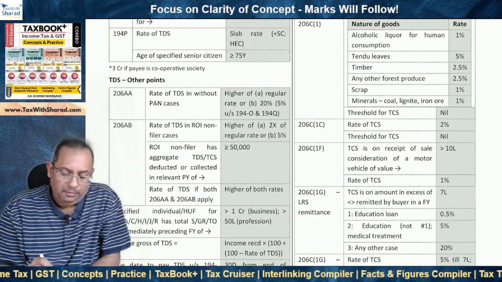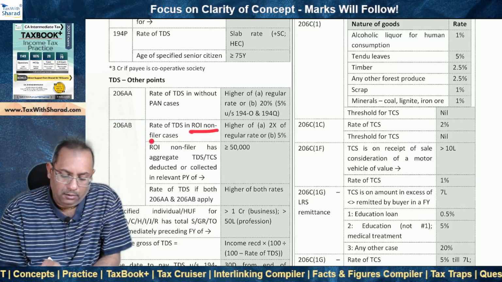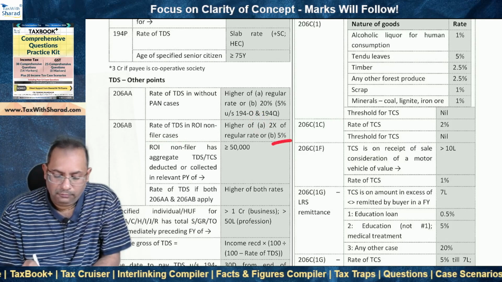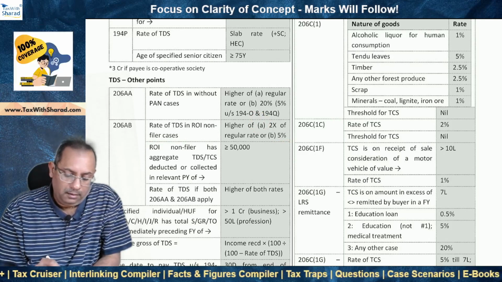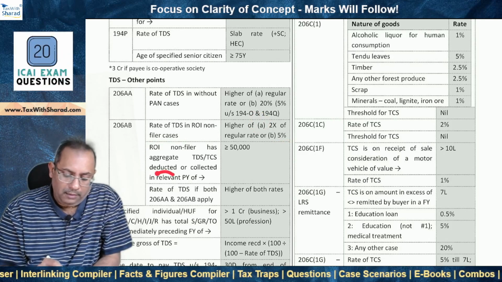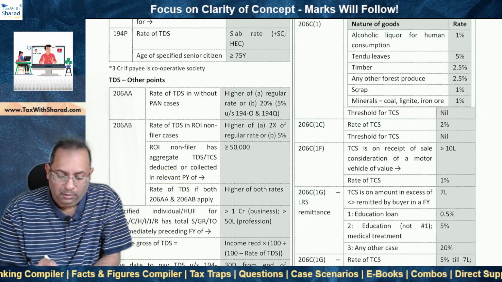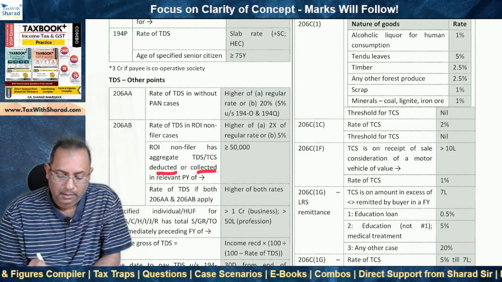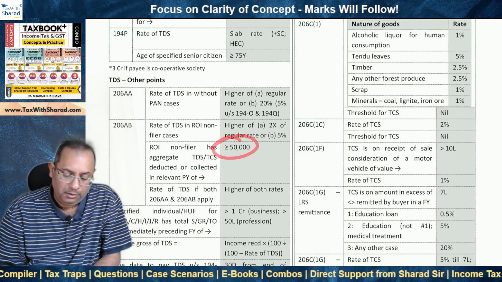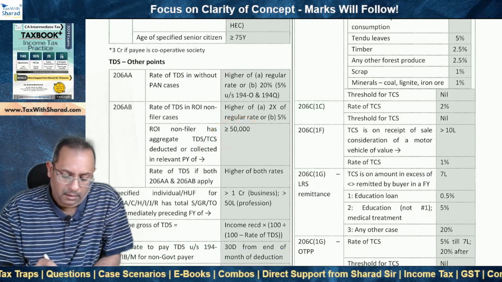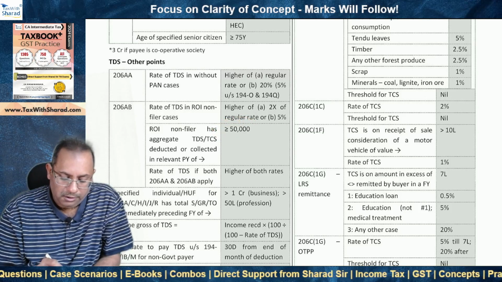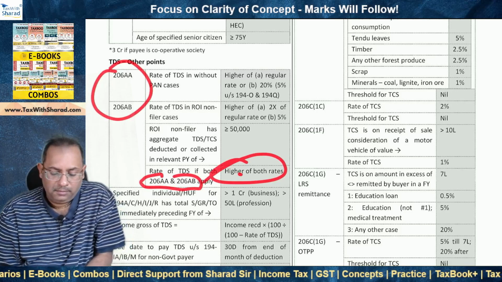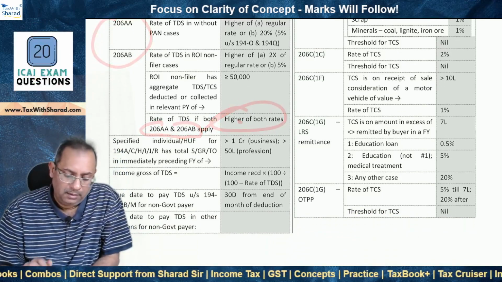Section 206AB provides a higher rate of TDS in case of ROI non-filer cases, and the rate is higher of twice the regular rate or 5%. And as far as the relevant previous year is concerned, ROI non-filer basically has aggregate TDS or TCS deducted or collected of 50,000 rupees or more. What is the rate of TDS if both section 206AA and 206AB apply? Then the higher of both rates under both these sections is applicable.